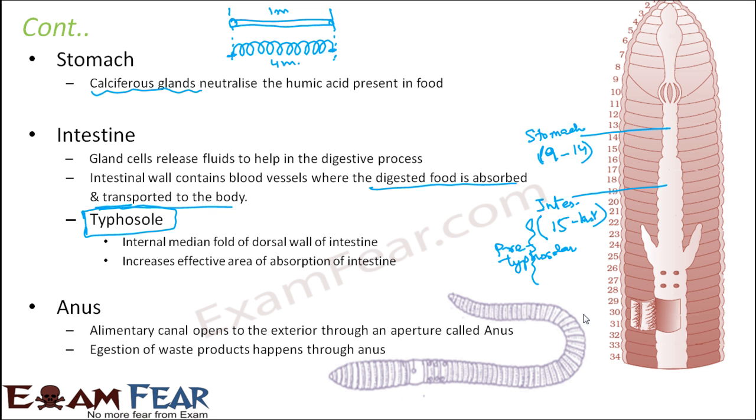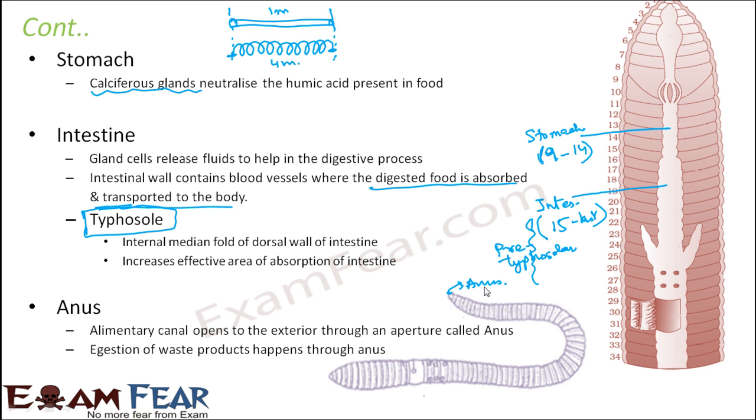Now the digested food is absorbed. But what happens to the undigested food? Because there will be some particles which the body is not able to digest. So that needs to be thrown out of the body because that is waste for body. The body does not need it. So how do we remove them from our body? Through anus. So the alimentary canal or the digestive tract, it opens to the exterior through an aperture called anus. So egestion of waste products happen through anus. So if this is your earthworm, this is the anus. So all the waste materials are excreted through anus.